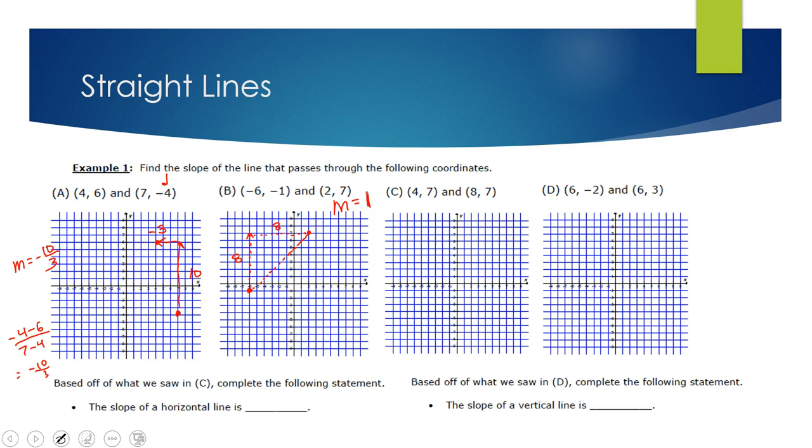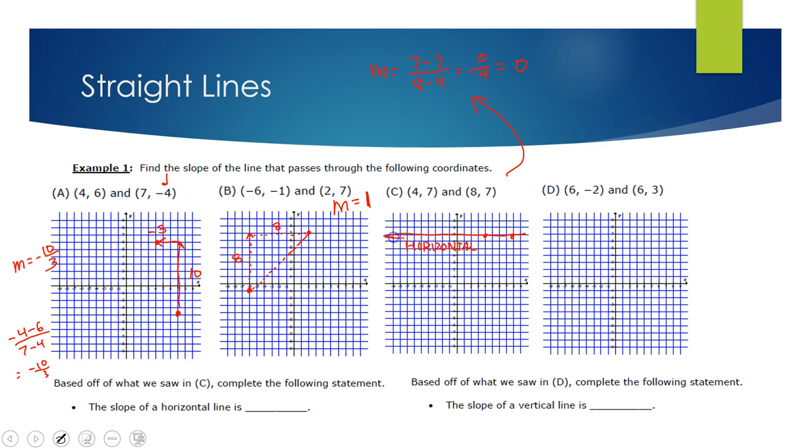For C and D, it's important to see what's going on with these in both formats. If I plot 4, 7 and 8, 7, the line that passes through them is right here. It's a horizontal line. And if I were to use the slope formula on that, my slope would be 7 minus 7 over 8 minus 4, which is 0 over 4, which is 0. 0 divided by a number is 0.